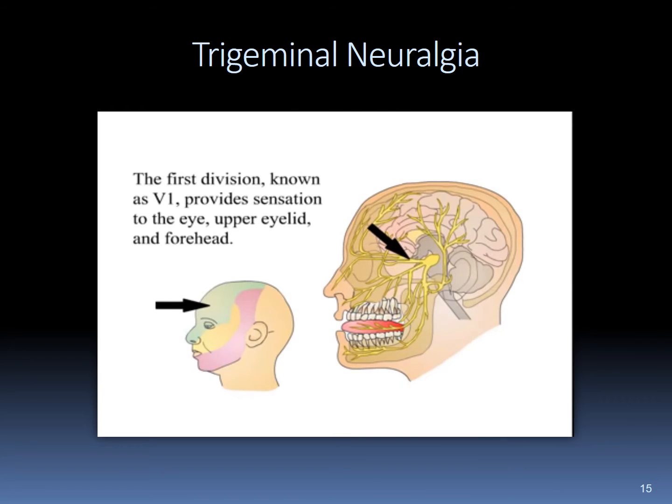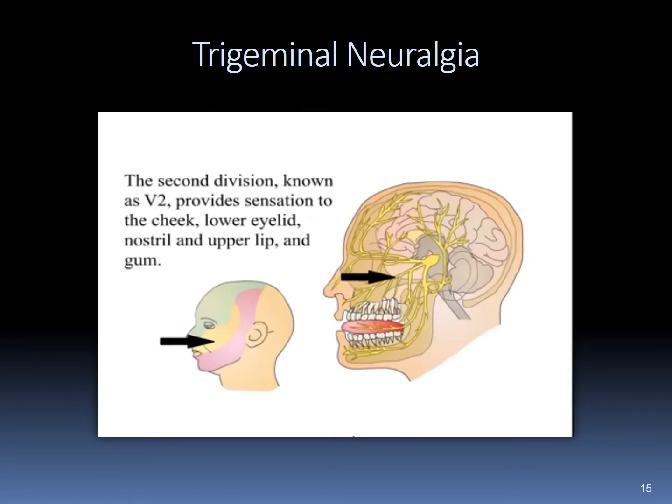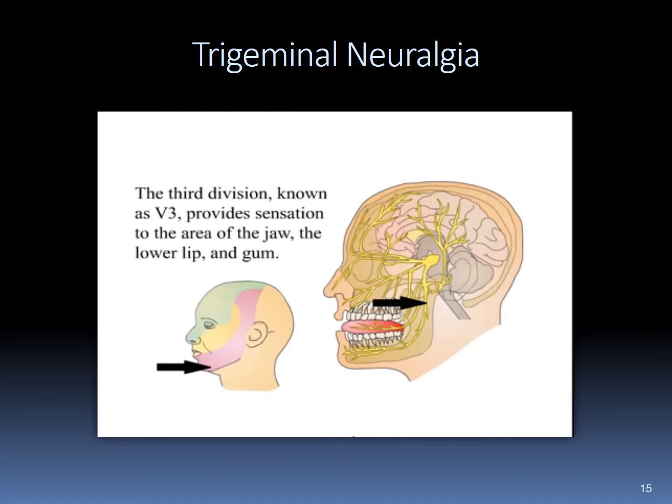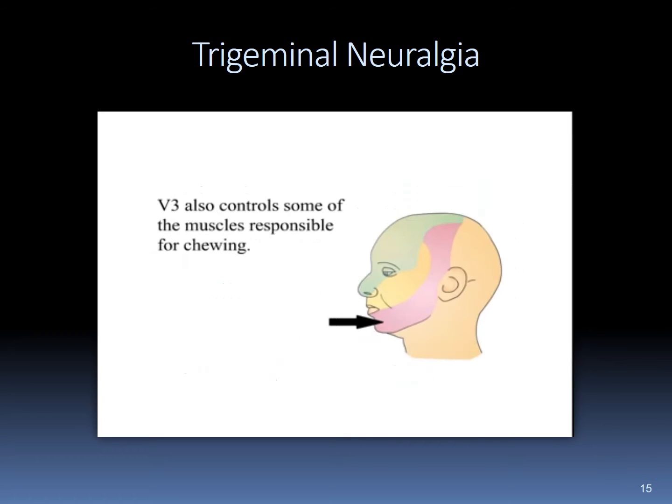The first division, known as V1, provides sensation to the eye, upper eyelid, and forehead. The second division, known as V2, provides sensation to the cheek, lower eyelid, nostril, and upper lip and gum. The third division, known as V3, provides sensation to the area of the jaw, the lower lip, and gum. V3 also controls some of the muscles responsible for chewing.